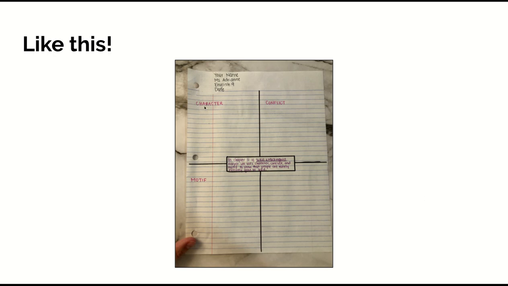So character, conflict, motif, could be any 3 literary elements. That's where you're going to write them. Notice I left a couple lines, a little bit of space, here above where I wrote the literary element.